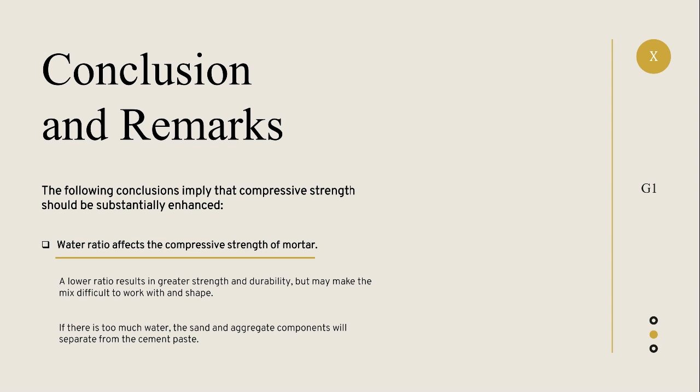Conclusion. The following conclusions imply that compressive strength should be substantially enhanced. First, the water ratio affects the compressive strength of mortar. A lower ratio results in greater strength and durability, but may make the mix difficult to work with and shape. If there is too much water, the sand and aggregate components will separate from the cement paste.